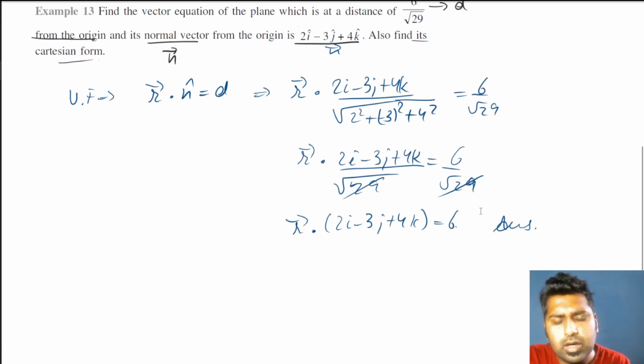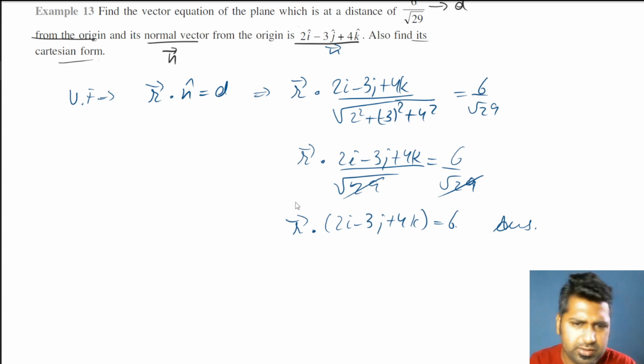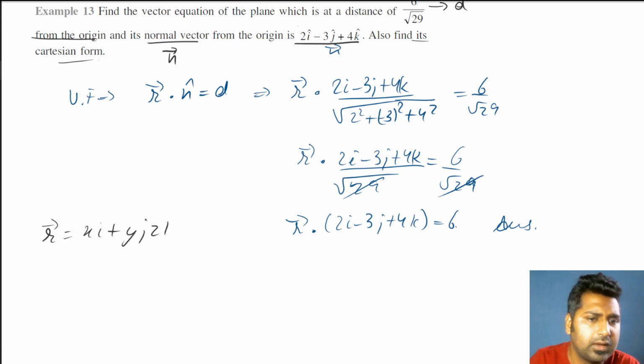Now, in order to convert this into Cartesian form, again, no need to learn the form exactly, that it is lx plus my plus nz is equal to this. If you know the vector form, you can convert it. All you need to know is r vector is in general point xi plus yj plus zk. You put the value of that and you do the dot product. That's it. No need to learn it.